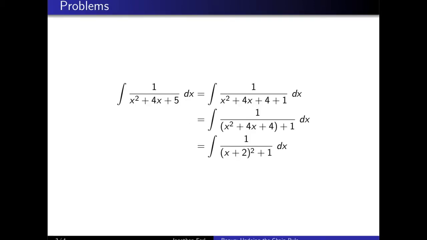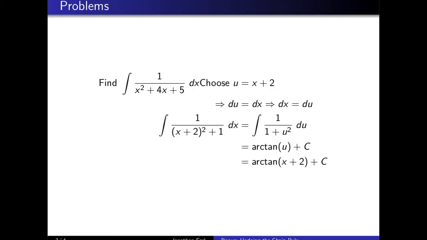Okay, so the first thing we're going to do is write 5 as 4 plus 1. And then I'm going to put parentheses around my x squared plus 4x plus 4, because that is a perfect squared trinomial. So we can rewrite that denominator, instead of x squared plus 4x plus 5, as x plus 2, and that quantity is squared, and then plus 1. Now, doing that, I'm then going to choose u to be x plus 2. And what's nice about that is then du is dx.